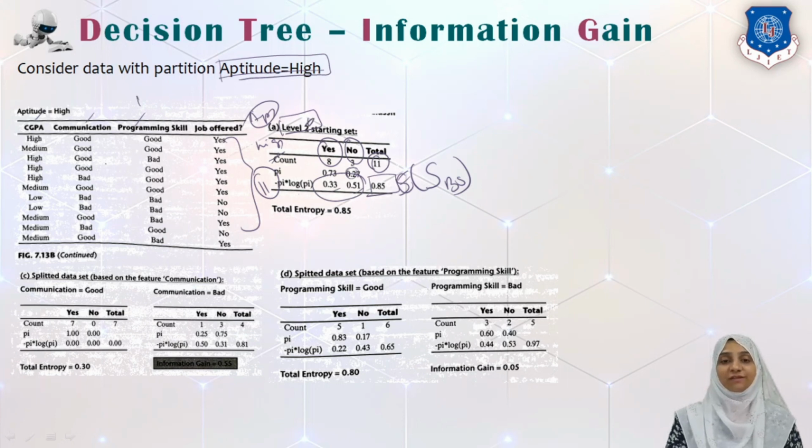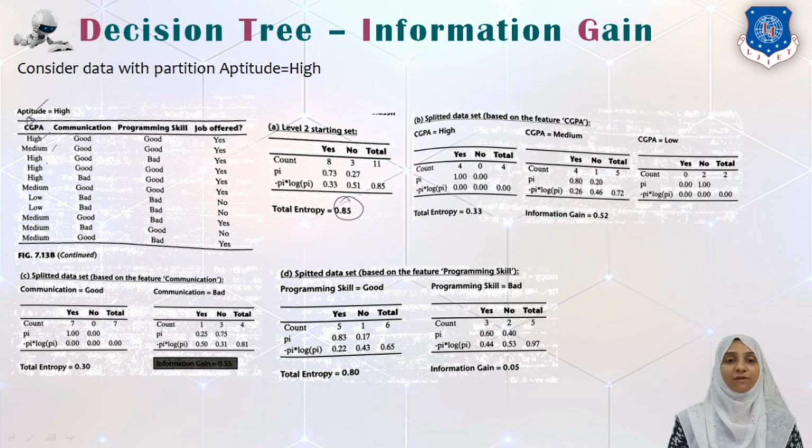Okay, now let us start with splitting at CGPA. For CGPA, we have three different values: high, medium and low. So we will make three different partitions: CGPA high, CGPA medium and CGPA low. Within high, we have a total of 4 samples out of 11. We have 5 samples of medium type out of 11 and a total of 2 samples out of 11 of type CGPA low. Now within CGPA high, how many yes samples are there? 4. CGPA high with no values is 0.